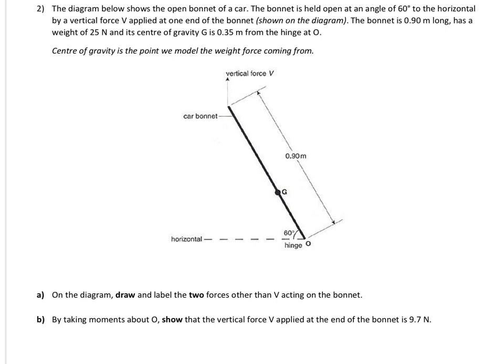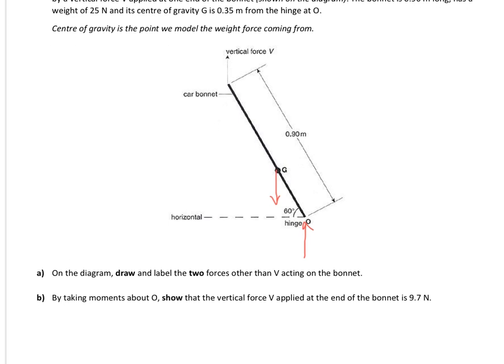So first it wants you to draw and label the two other forces acting on the bonnet. So from the centre of gravity you would have the weight force of the bonnet due to its mass, and like we've talked about in previous questions, there's going to be a reaction force at the hinge, and these two forces are both vertical, so there's only going to be a vertical force at the hinge in this case, to keep it in equilibrium. So those are your two forces.